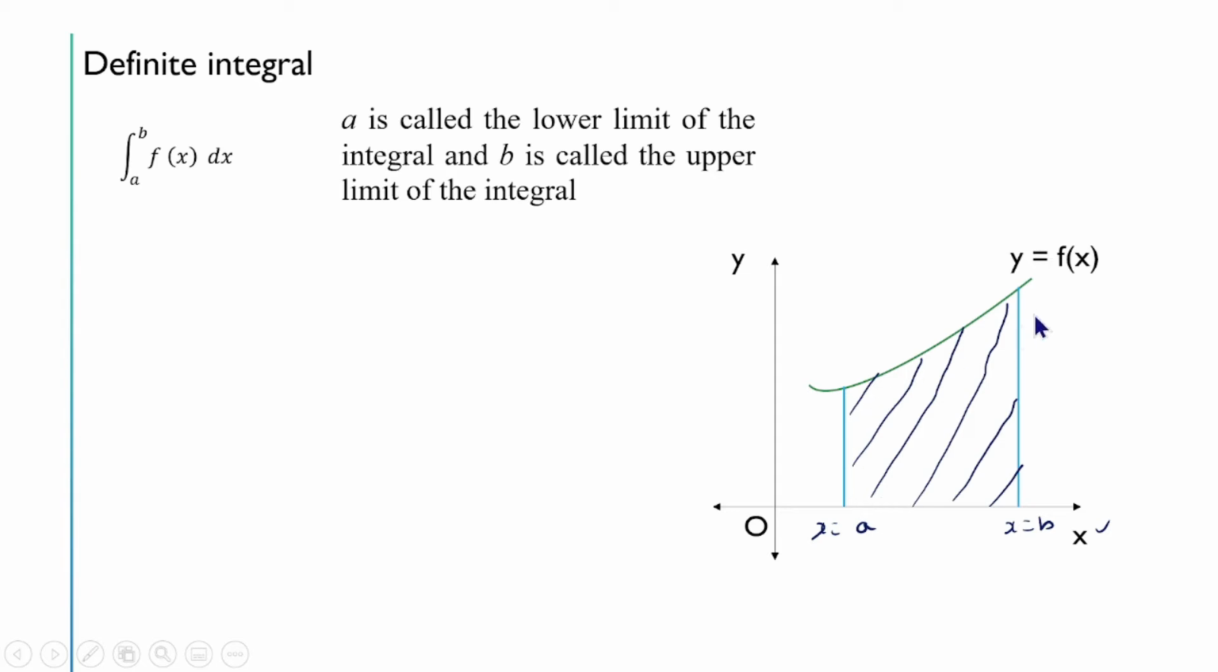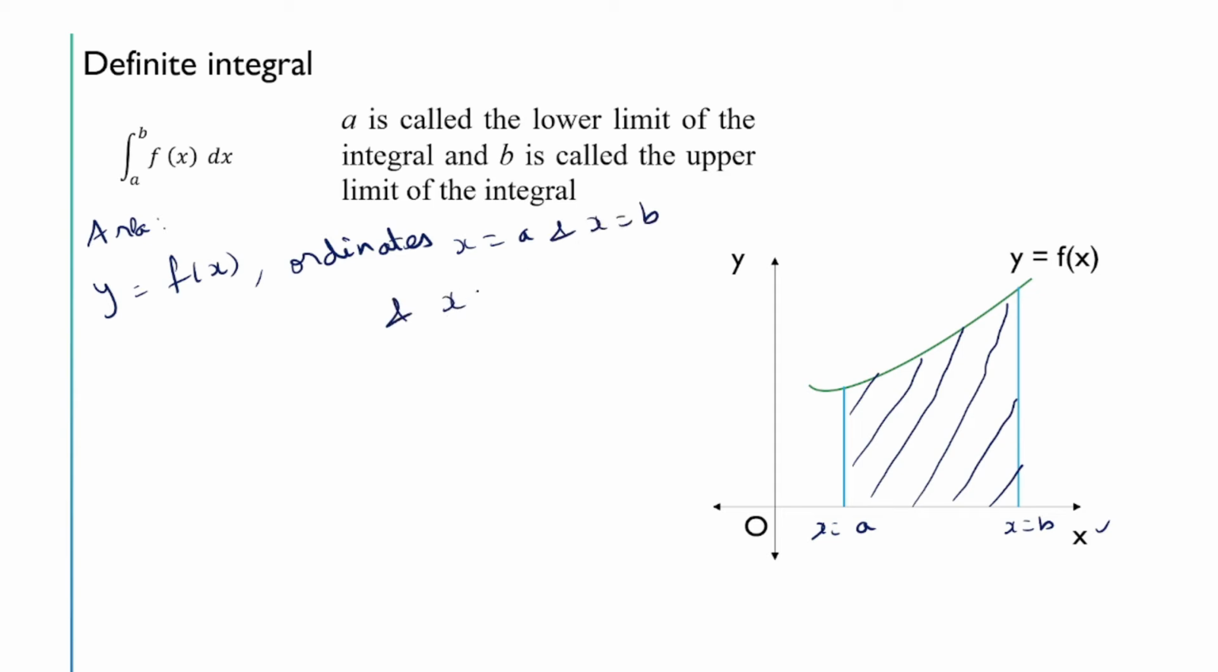So this region is integral a to b f of x dx. So we can write it as the area which is bounded by y is equal to f of x, the ordinates x is equal to a and x is equal to b, and the x-axis.